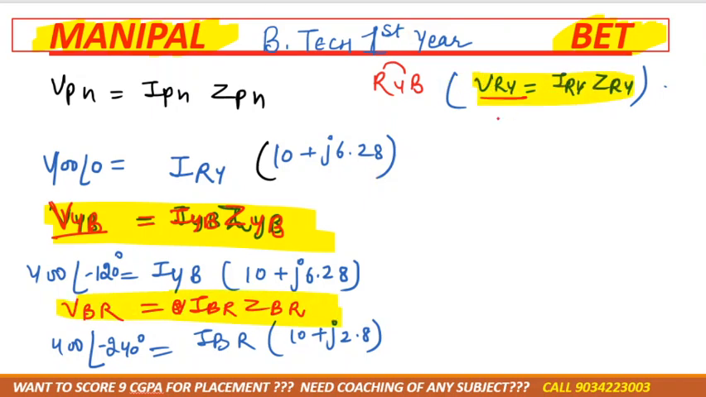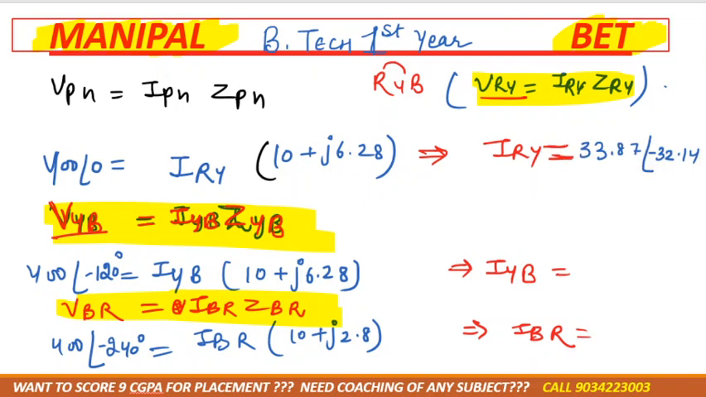Write down these formulas also in your handbook, in your notebook. And from here, can you get IRY? From here, can you get IYB? And from here, can you get IBR? Tell me. So after solving, we'll get this value of IRY, right? We need to convert it into the polar form, then we'll get this value.